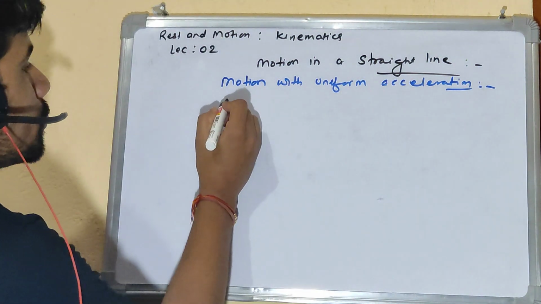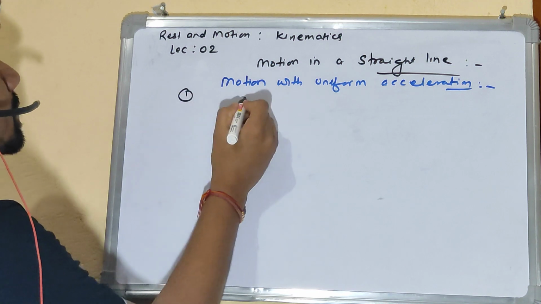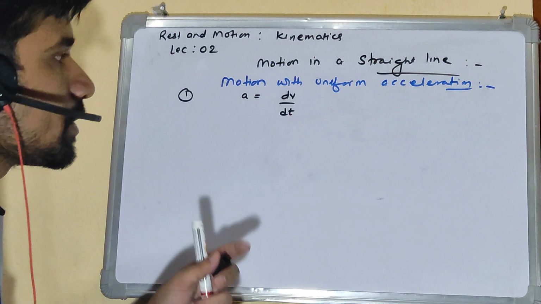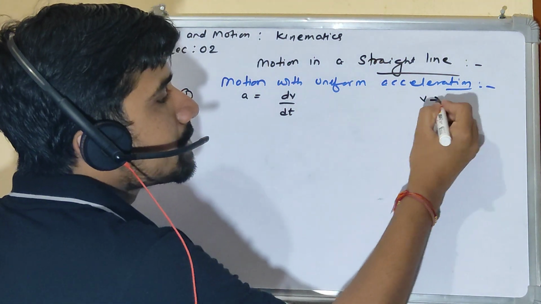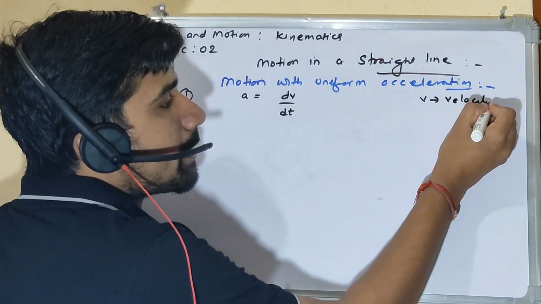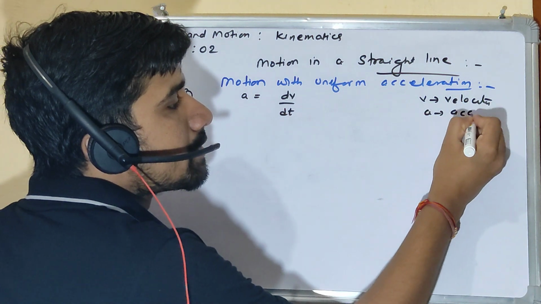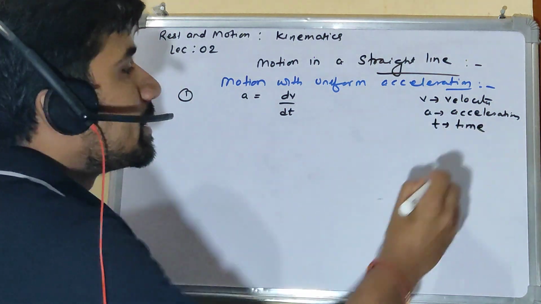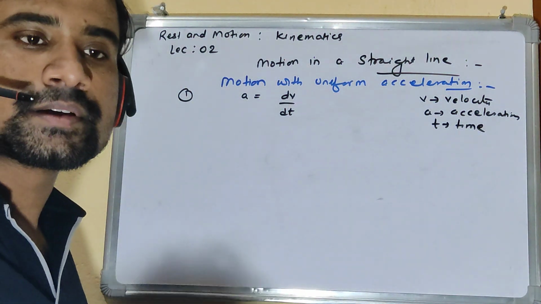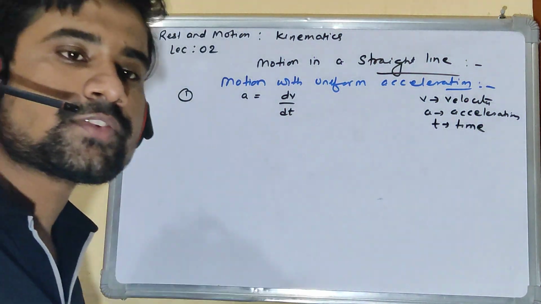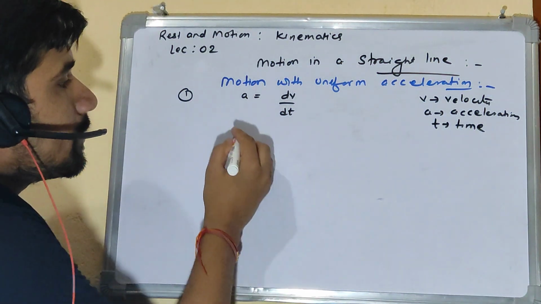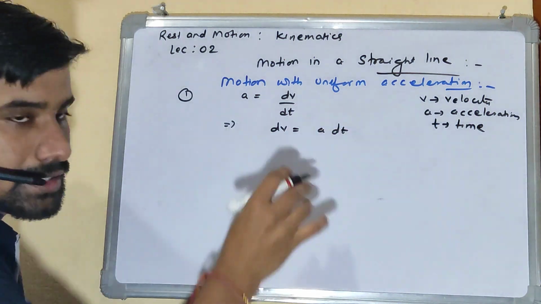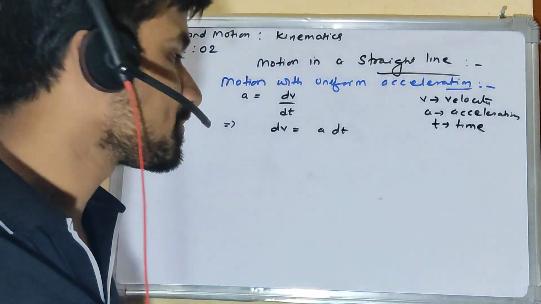Okay, you know, acceleration is given by dv by dt, right? v is velocity, a is my acceleration, and t is obviously time. So acceleration is dv by dt, the change of velocity with respect to time. If I calculate dv, it will be a dt, just simple cross multiplication, right?